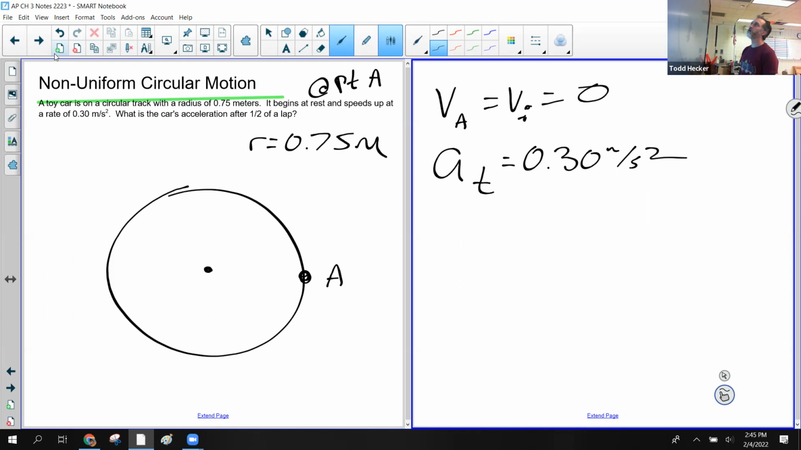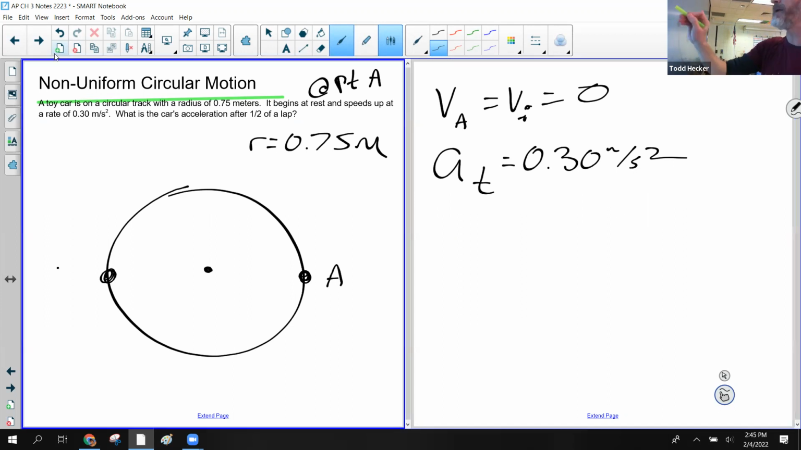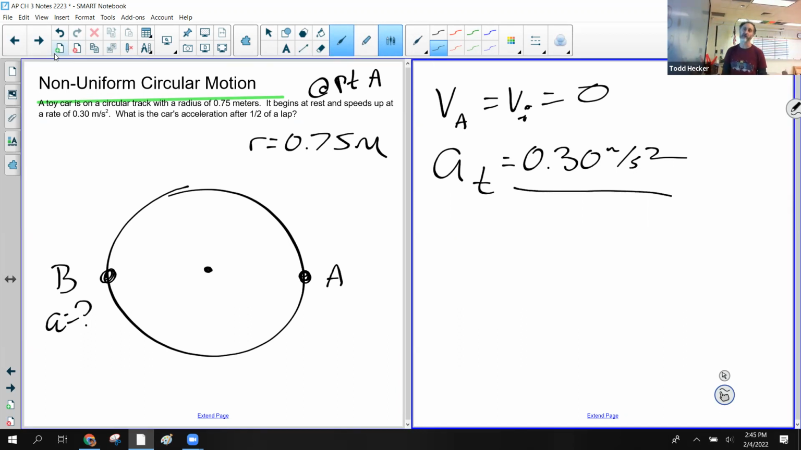And so the question wants to know, what is the acceleration after half of a lap? So when it gets over here to point B, it wants to know what is the acceleration. And a lot of you are probably thinking, well, you just gave me the acceleration, 0.3 meters per second squared. But you've got to be careful. That 0.3 meters per second squared is the rate at which it's gaining speed, but it doesn't take into account the fact that it's also changing direction.